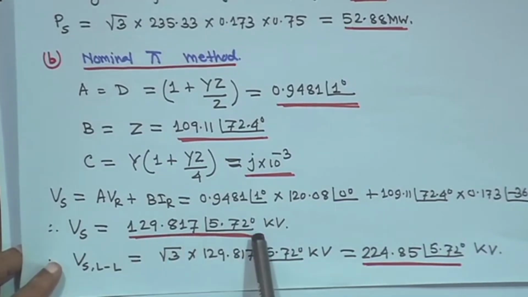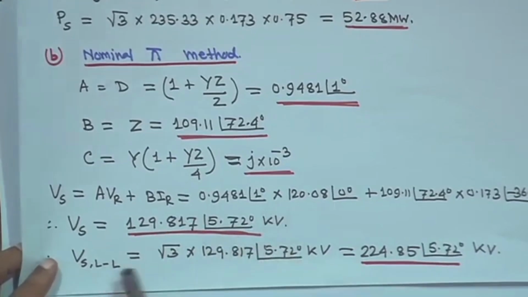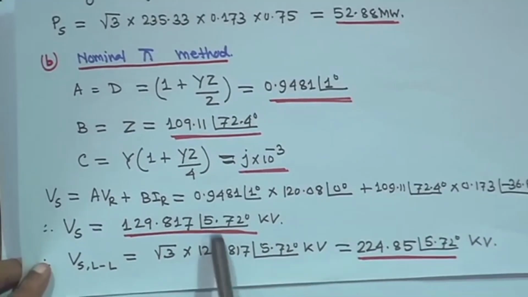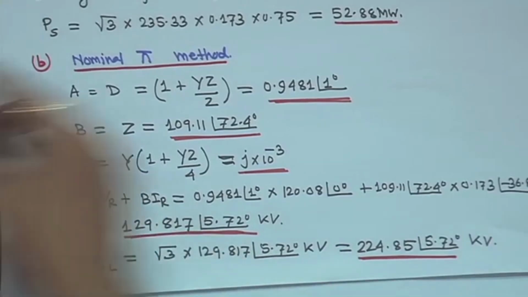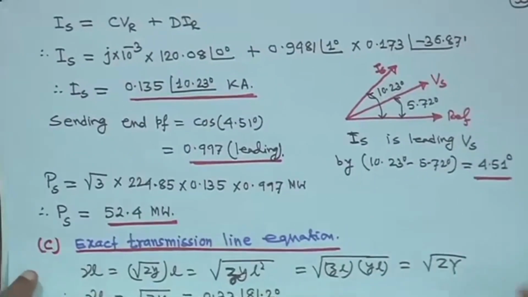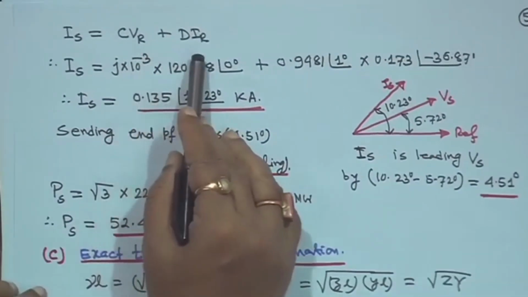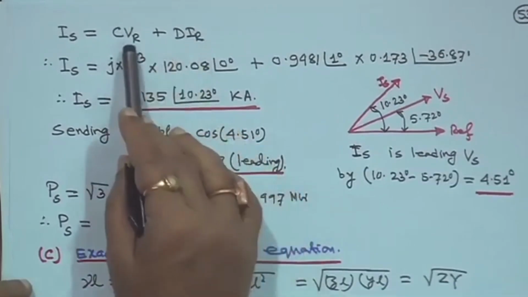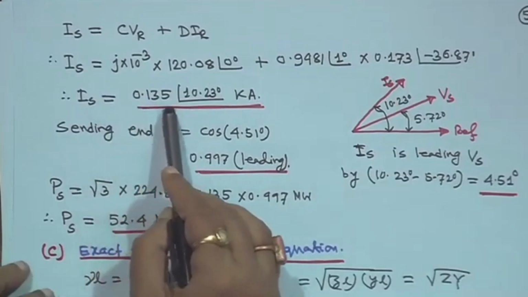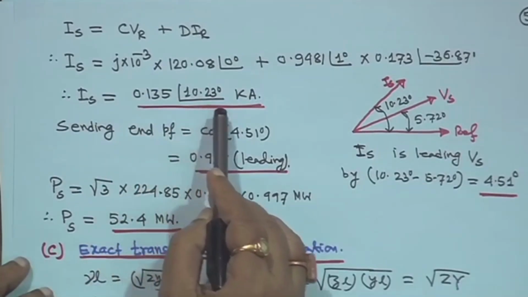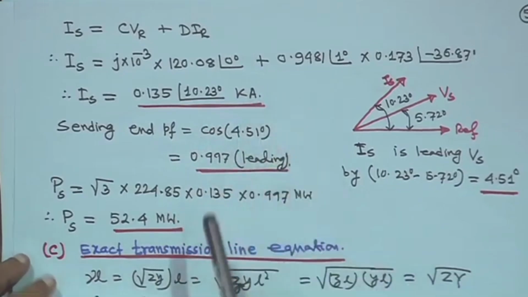129.817 angle 5.72 degree kV. Therefore, Vs line to line will be root 3 into this 129.817, that is 224.85 angle 5.72 degree kV, right. This is the line to line voltage. And next, the sending end current Is is equal to CVR plus DIR. Put in the C and D values, the VR and IR values here, and you will get Is is equal to 0.135 angle 10.23 degree kilo ampere.